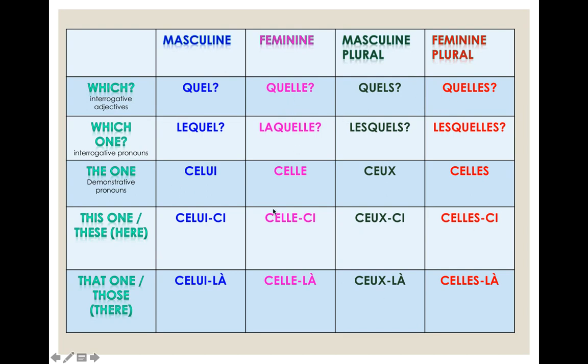And here we have a table with what we've just gone over here. Demonstrative pronouns, celui, celle, ceux, and celles. So masculine singular, feminine singular, masculine plural, and feminine plural. And then if we want to add some more information to specify this one or that one. Celui-ci, celle-ci, ceux-ci, celles-ci, celui-là, celle-là, ceux-là, celles-là. And that is a little bit about demonstrative adjectives and pronouns.